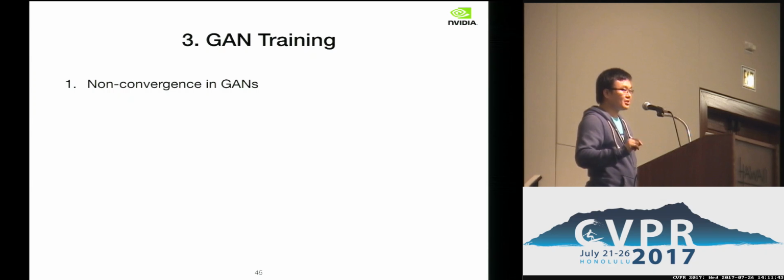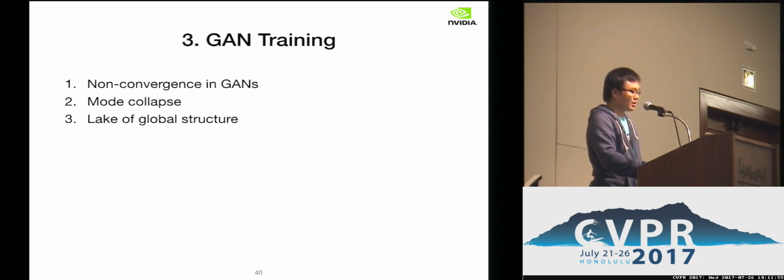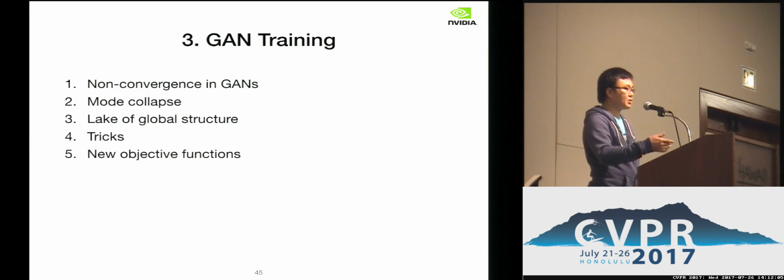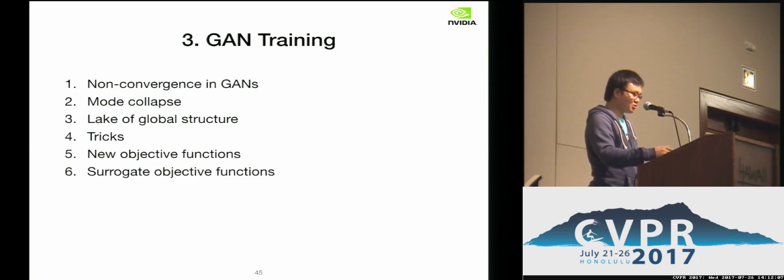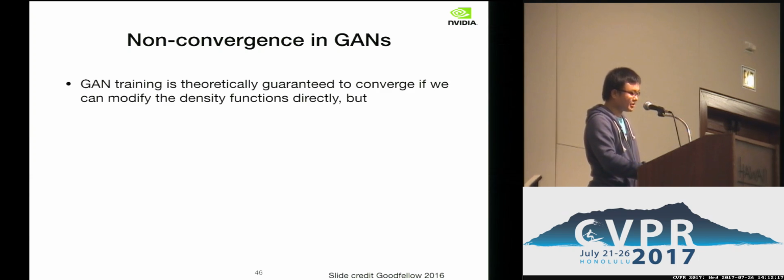So GAN training. In this section, we will first talk about the non-convergence in GANs, the mode collapse problem, and the lack of global structure. Then we'll cover some of the tricks people use to train GANs, new objective functions people propose to train GANs, surrogate objective functions for training GANs, and network architectures for training GANs. Okay, so non-convergence in GANs.